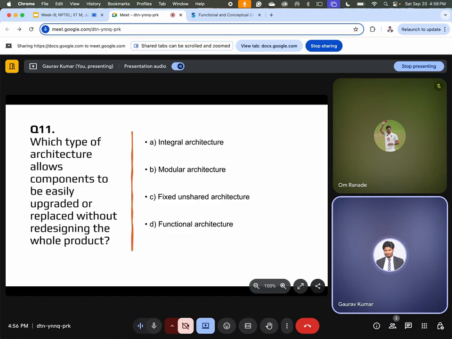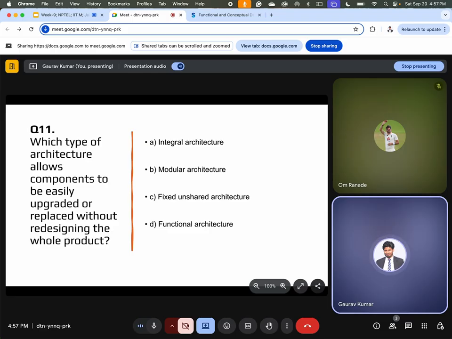Okay, so this flexibility contrasts sharply with integral architecture, where tightly coupled functions may make upgrades or repairs difficult. So a change in one component often requires significant rework elsewhere, reducing the adaptability of the product. Fixed and shared designs, meanwhile, are unique and not designed for modular replacement. So the upgradability of modular design supports long-term sustainability.